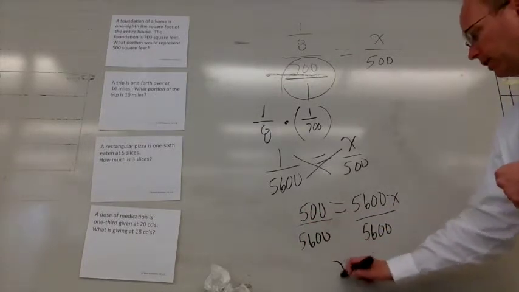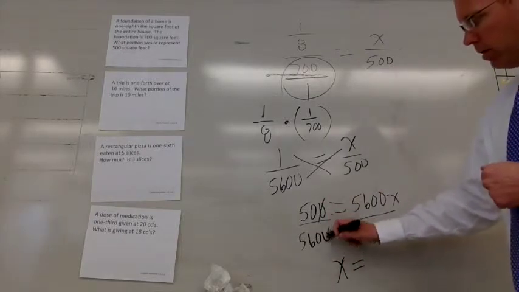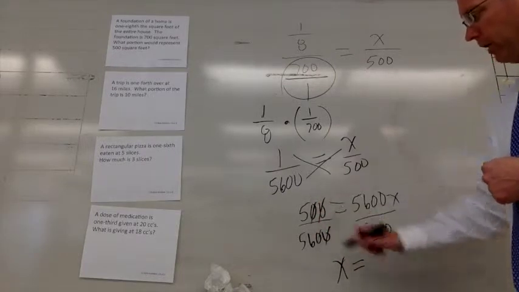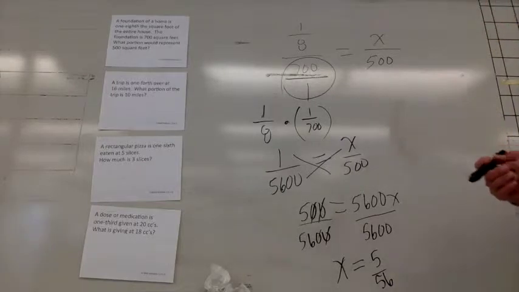And so I'm going to get x is equal to, our variable is equal to, I'm going to cancel the 0 on top and the 0 on bottom, same spot, the 0 on bottom and the 0 on top, same spot. So I get 5 over 56. That is the fraction we're talking about if we had a 500 square foot foundation as far as the house went.